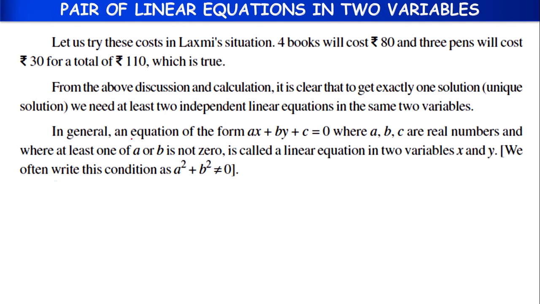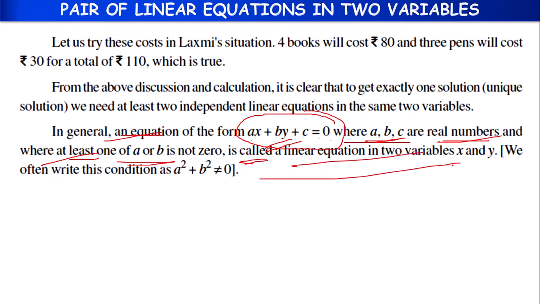So in general, an equation of the form ax + by + c = 0, where a, b, c are real numbers and at least one of a or b is not 0, is called a linear equation in 2 variables x and y.